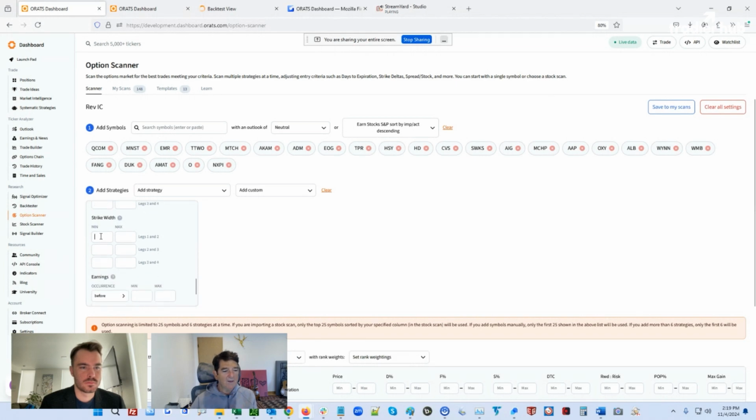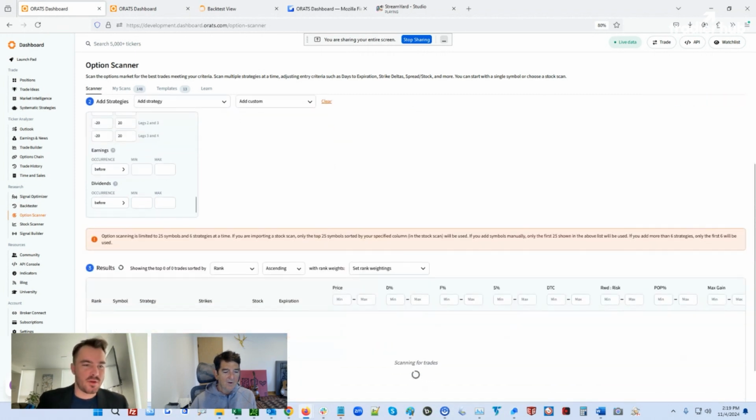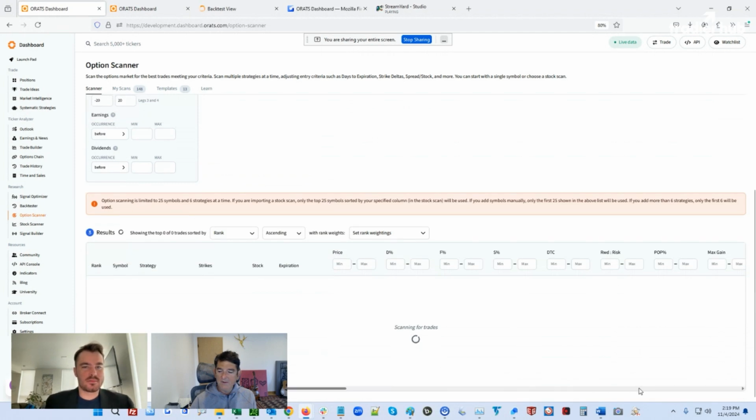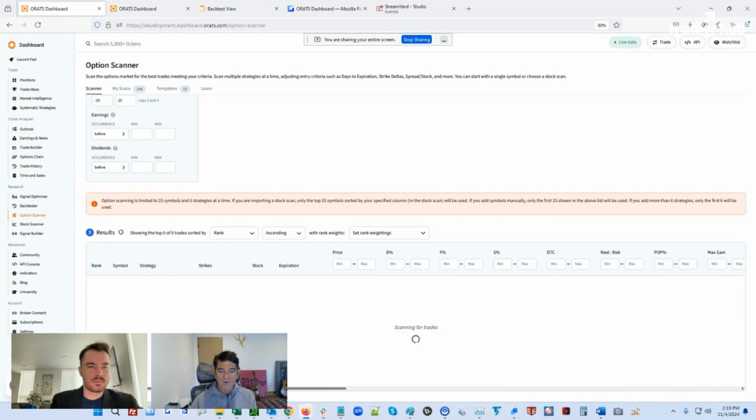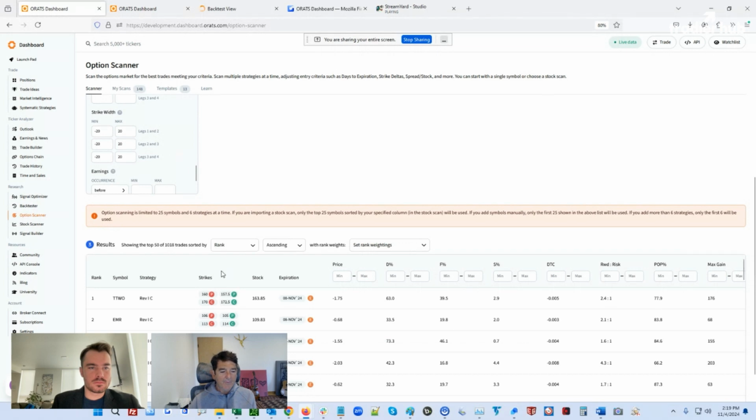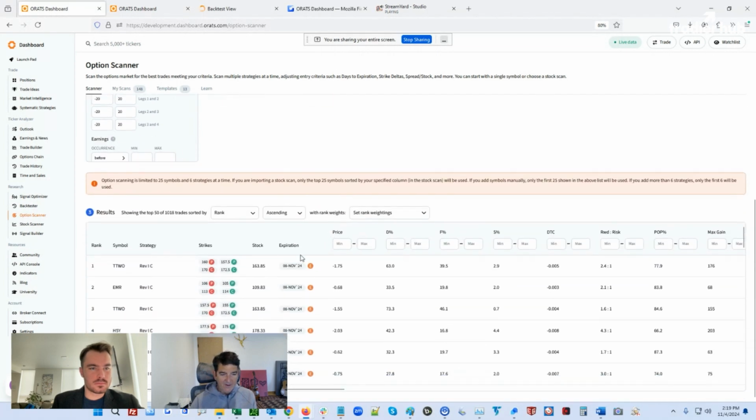So leg one, leg two. So I'm just going to put in. Do you have any table filters set? I don't think so. I think it's finding some now. So here we go. Is this a reverse iron condor? So we're buying that put, selling that, buying that, selling. Okay, good.